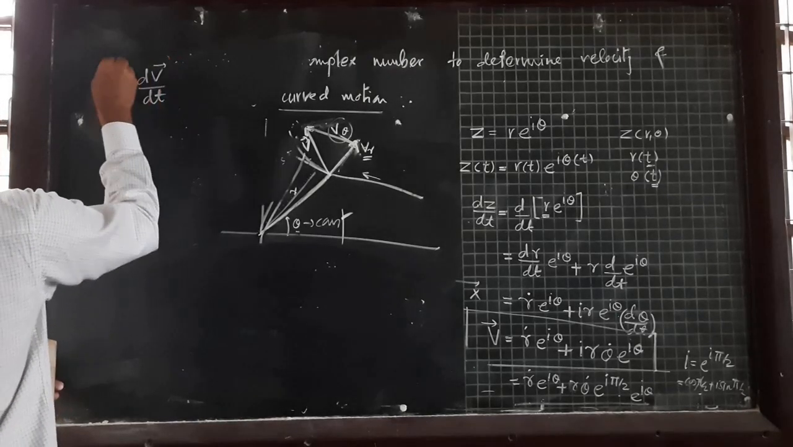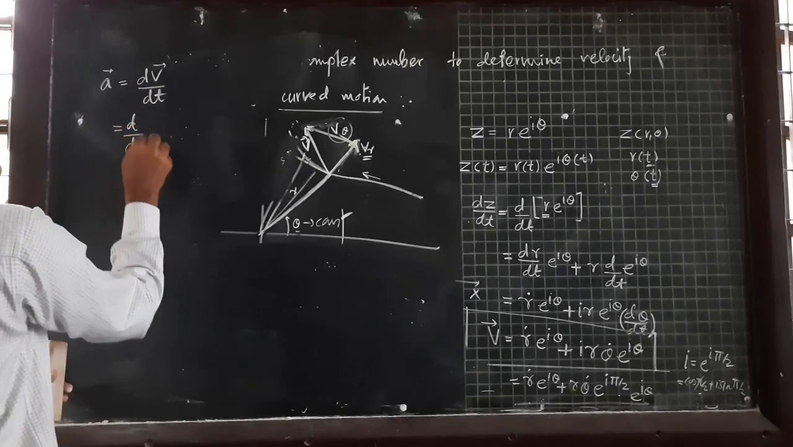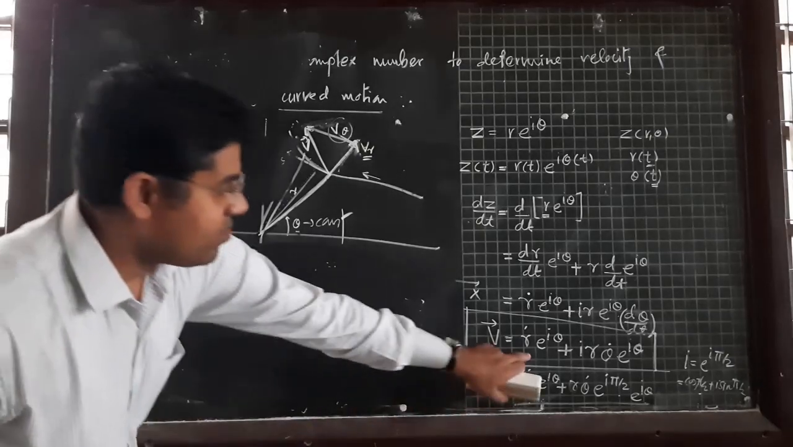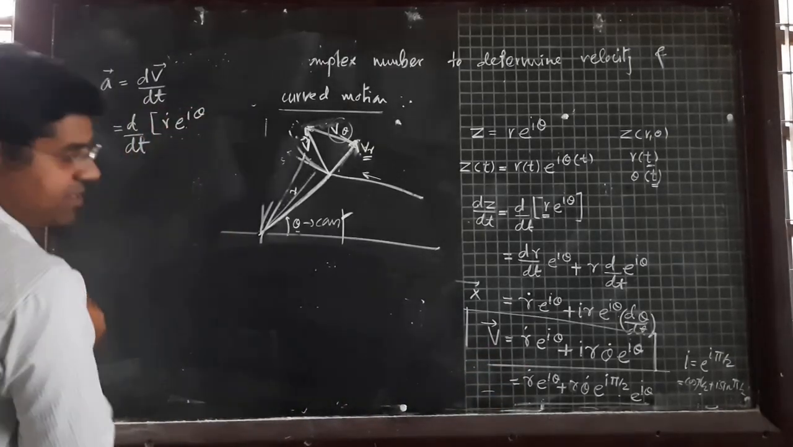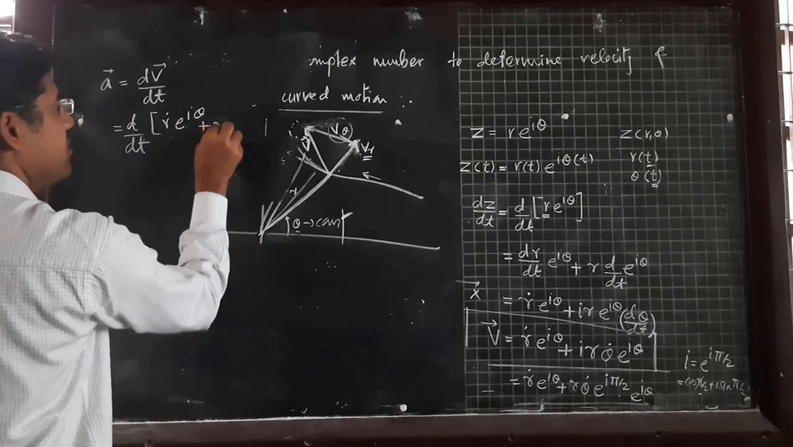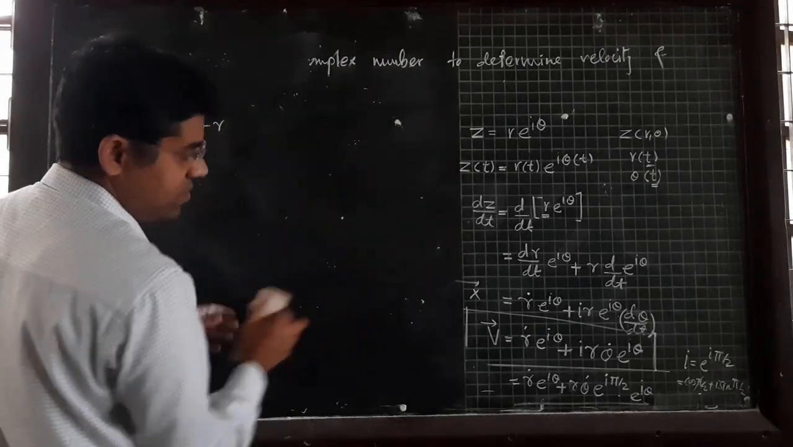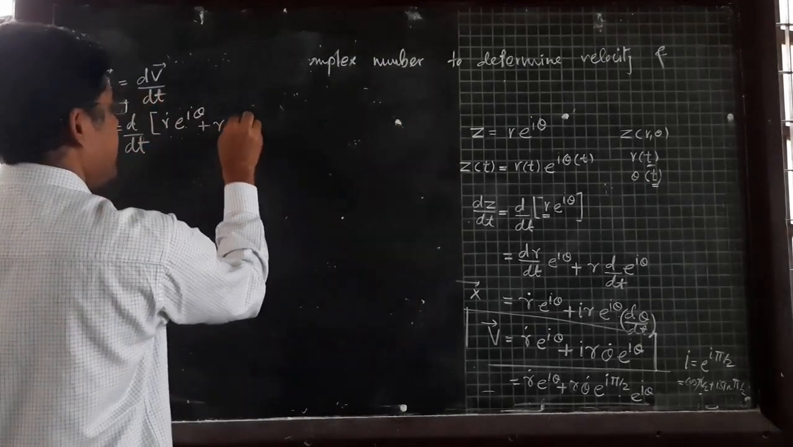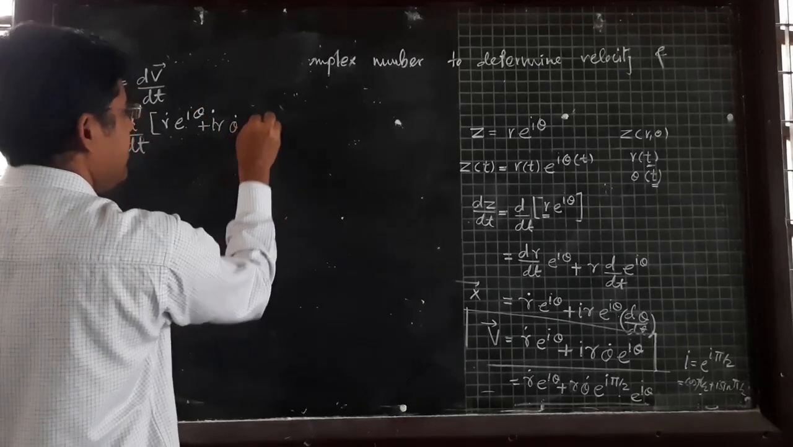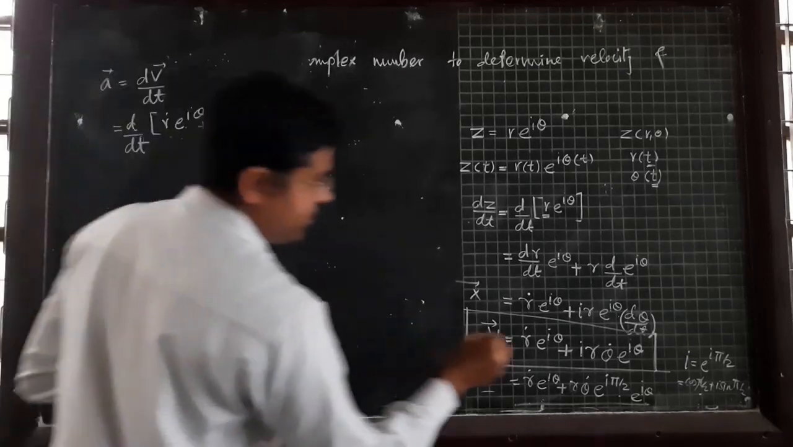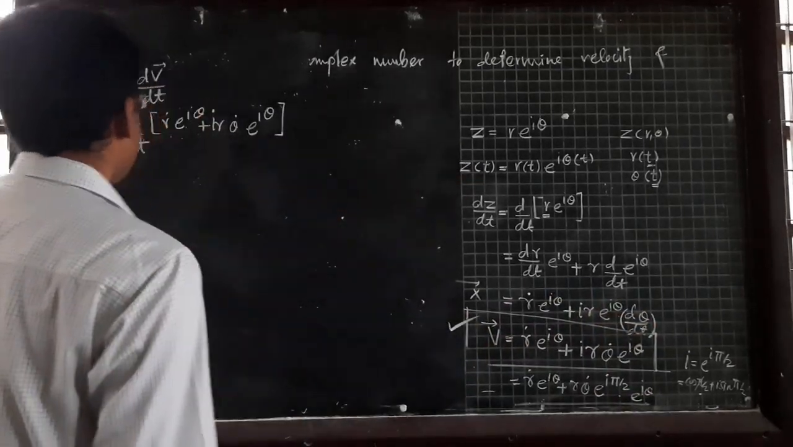Okay, suppose the position vector. So that we can write what is my v? The velocity component is r dot e raised to i theta plus r theta dot, this I will take e raised to i theta. This step I have taken. Okay, this is my velocity.